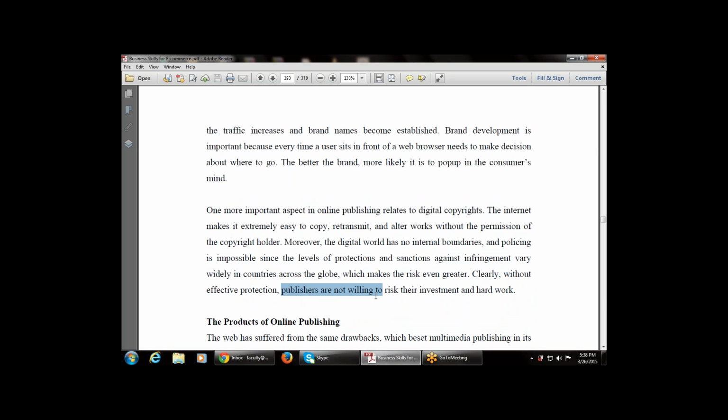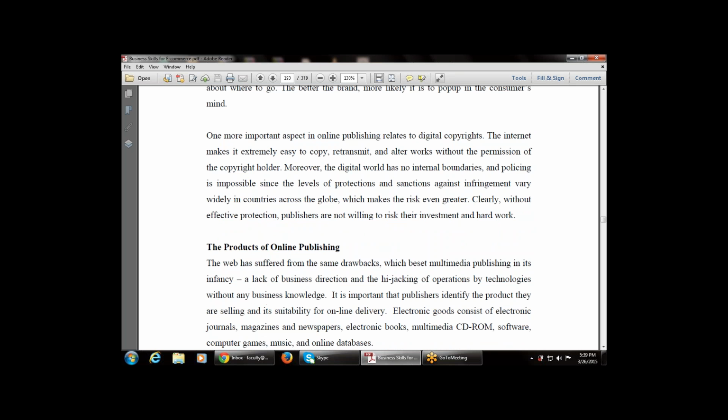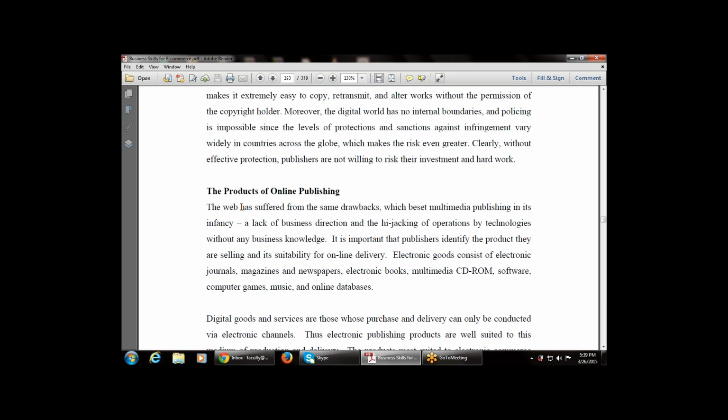Clearly, without effective protection, publishers are not willing to risk their investment and hard work, because there is a risk in making the investment. Then what are the products of online publishing? That is, what are the various varieties of online publishing?